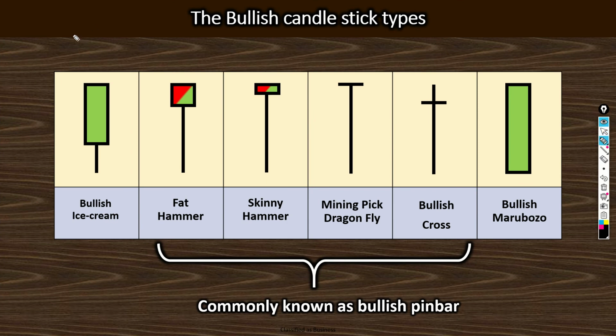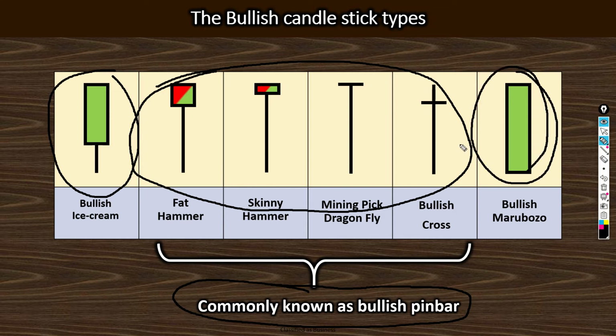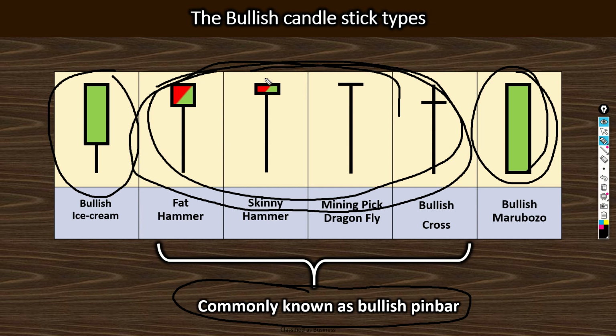And what we have covered previously was the bullish ice cream, and today this is where we are going to cover, because all these four different variants are actually the same category. They are known as bullish pin bars. Alright, so we'll cover this in the next topic. So today we are going to focus on these four pin bars. Right, so you're going to have fun on this one.